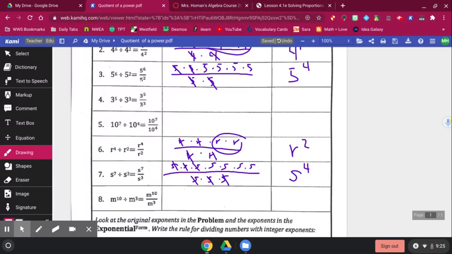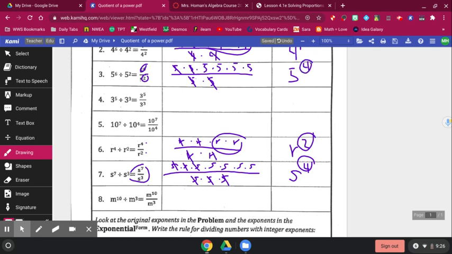Hopefully you can see the pattern as of now. If you notice, with the canceling, in other words, we are subtracting. So notice 7 over 3, sorry, I'm looking at this one. 7 minus 3 gives me 4. 4 minus 2 gives me 2. 6 minus 2 gives me 4.